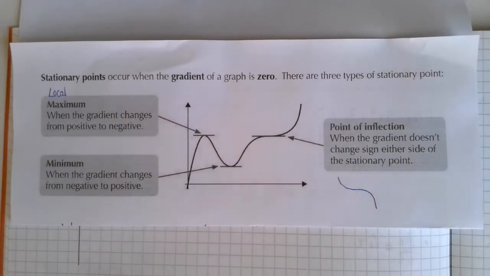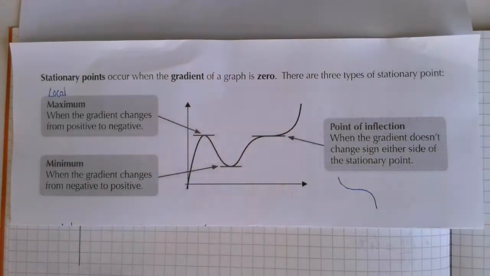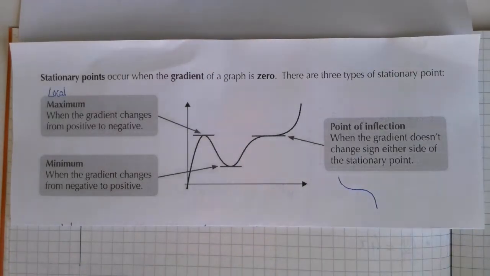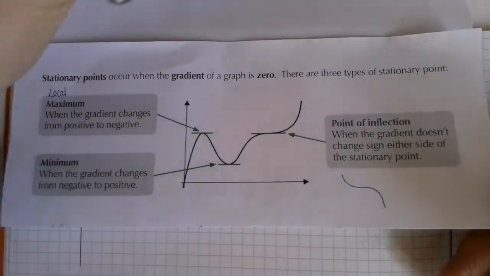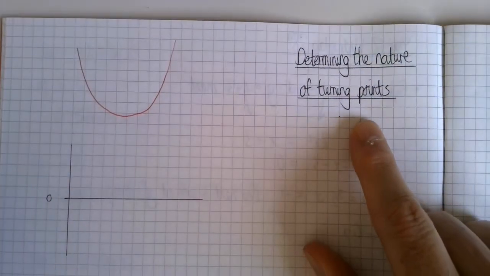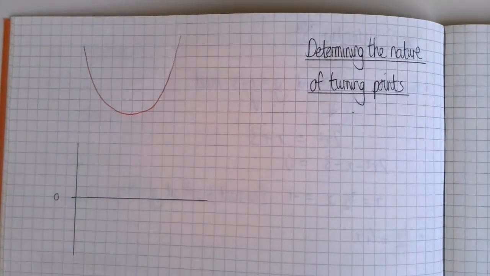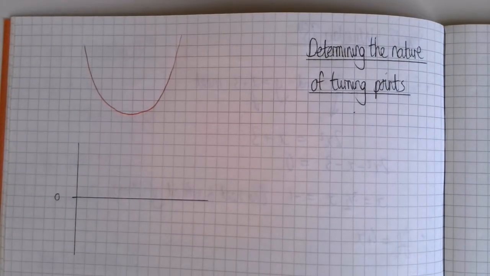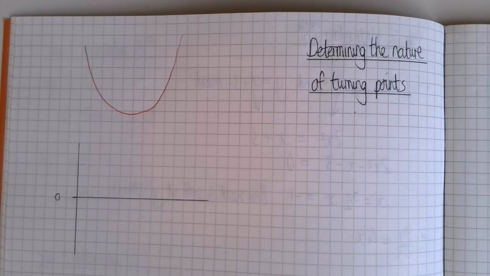But what we were having to do was use our knowledge about what the graph looks like to decide what sort of turning point it is. And I want to address that today and look at how we can actually use differentiation to tell whether we're dealing with a maximum, a minimum, or an inflection. So my objective for today is determining the nature of turning points. So their nature, they could either be maximums, maxima, minimums, minima, or inflections.